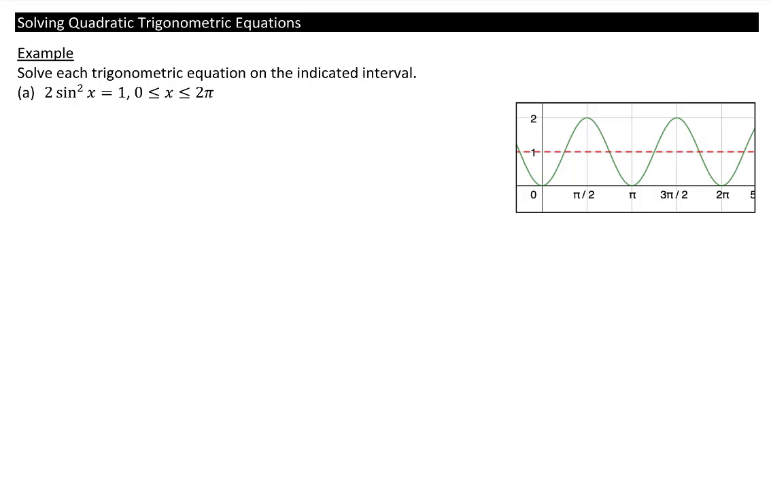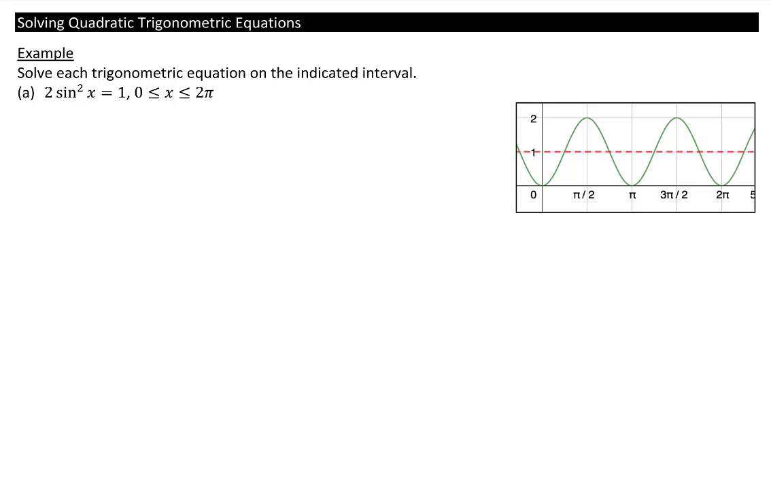Welcome to solving quadratic trigonometric equations. We're going to go through 3 examples in this video. So solve each trig equation on the indicated interval. So we have 2 sine squared x is equal to 1.